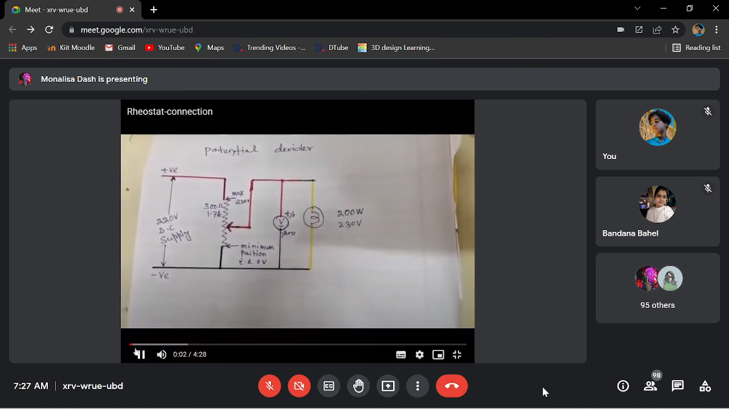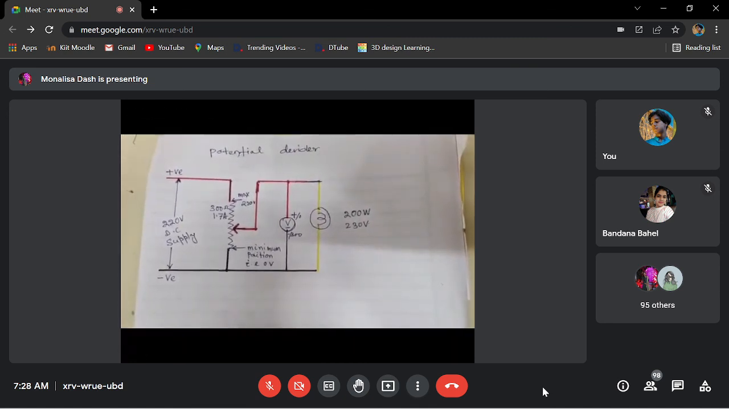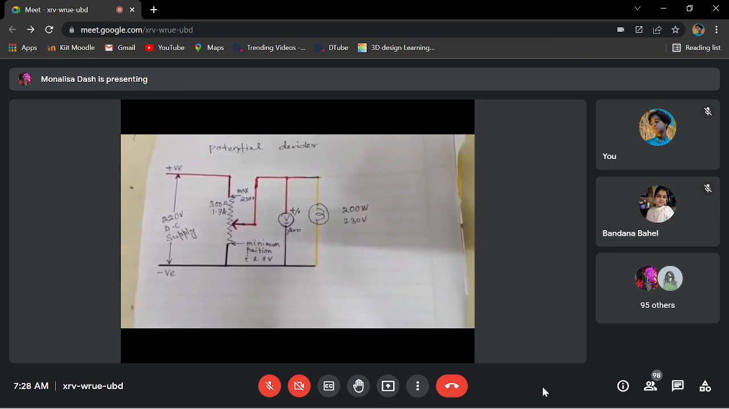Dear students, today we will discuss the potential divider arrangement.